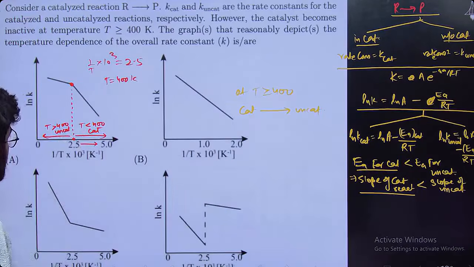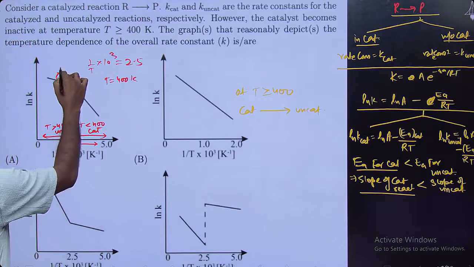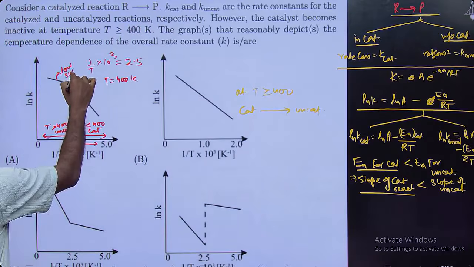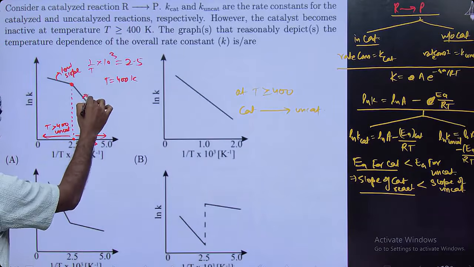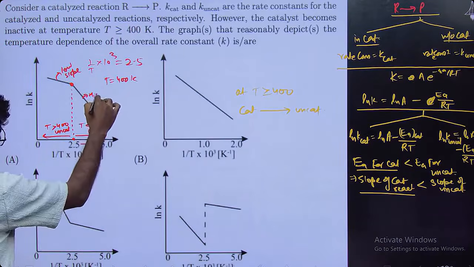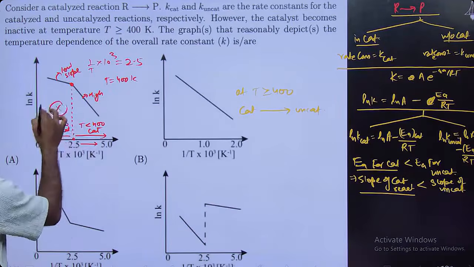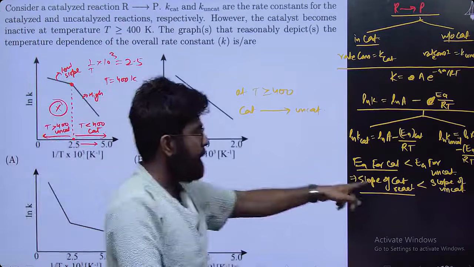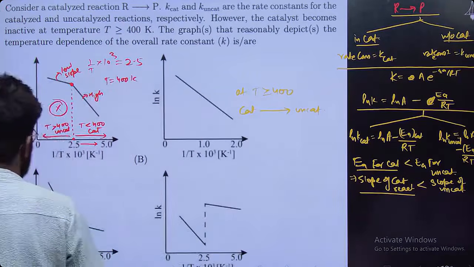Now what they are saying is that the slope of the uncatalyzed reaction is low, low slope, high slope, because it is steeper. But this is incorrect, because what we are saying is that for the catalyzed reaction the slope is less. So this is incorrect.